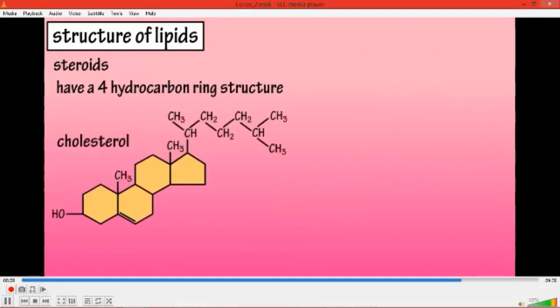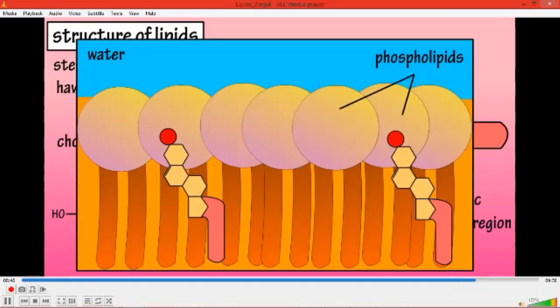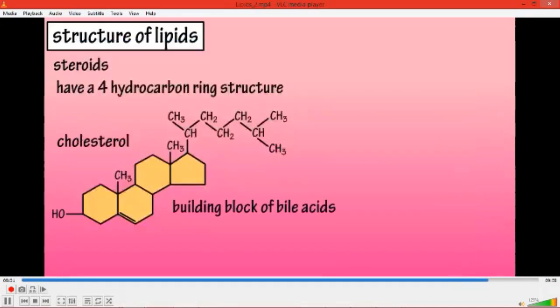Cholesterol, whose molecular model is shown here, is an important steroid, as it has a hydrophilic water-loving polar region here at the hydroxyl OH end of the molecule, and a hydrophobic water-fearing nonpolar region at its hydrocarbon chain. Cholesterol is a key part of cell membranes, as its polar region can interact with the polar region of phospholipids, and its nonpolar region is embedded in the membrane alongside the nonpolar fatty acids of the phospholipids. Cholesterol is also an important building block in bile acids, which are key in breaking down fat molecules in the body, and many hormones, which are signaling molecules the body releases.